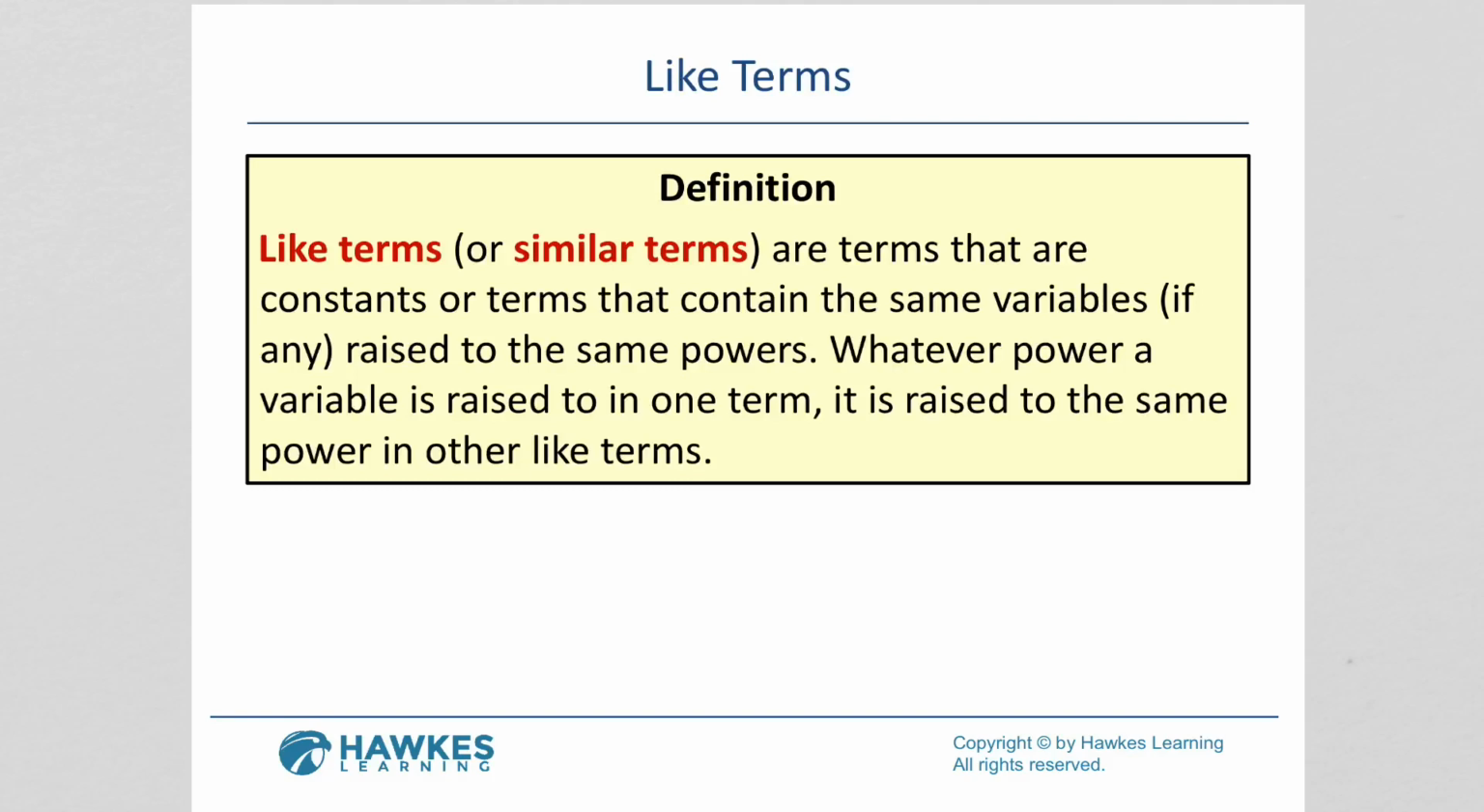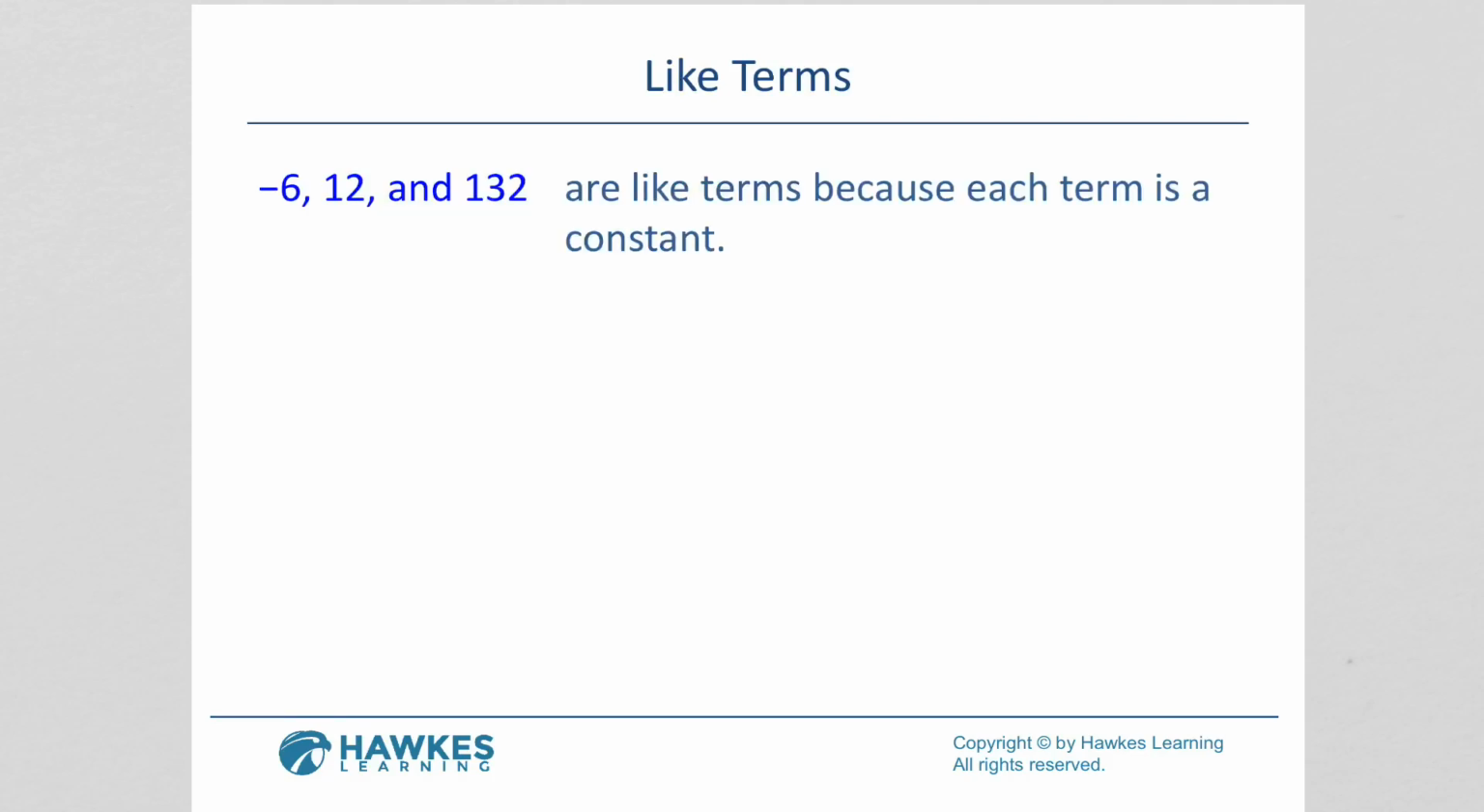Like terms, or similar terms, are terms that are constants or terms that contain the same variables, if any, raised to the same powers. Whatever power a variable is raised to in one term, it is raised to the same power in other like terms. -6, 12, and 132 are like terms because each term is a constant.